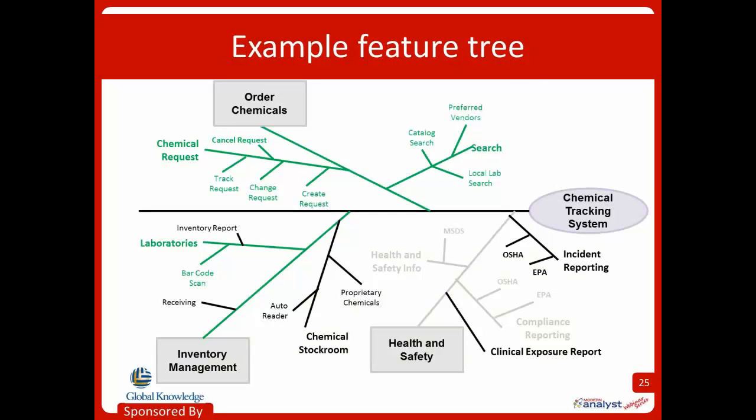And here's the example from our chemical tracking system. Okay, so we have the order chemicals level 1 feature up at the top, and underneath that you can see we have search and then chemical requests, or L2 features that are hanging off that branch. And then we have lots of L3 features on each of those branches. So notice that some of the branches again are green. Let's say that maybe that just means we're going to include them in our initial release. But others are slated for later releases. Maybe we show those in gray, and then black means we just haven't put them in the release at all.